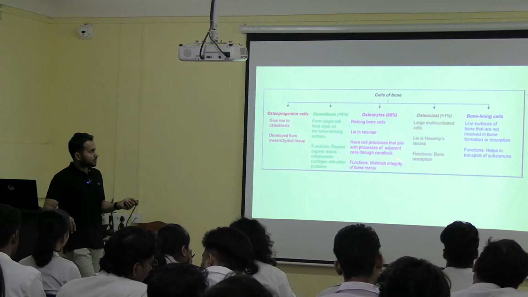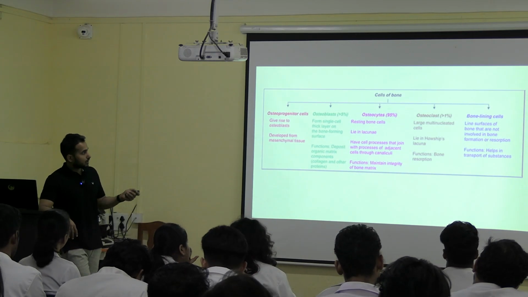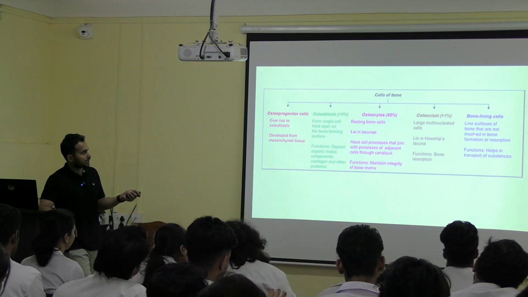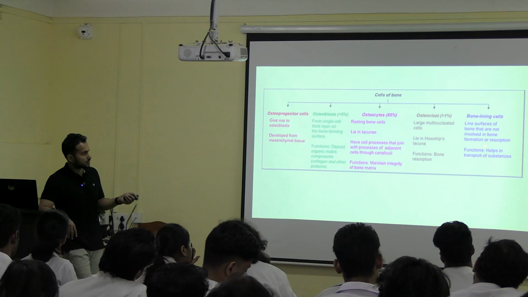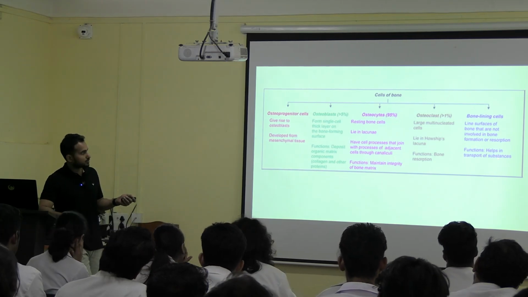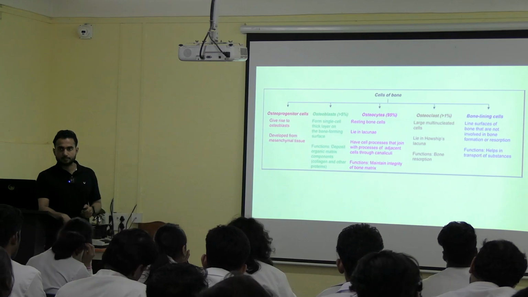So these are the different types of cells. Okay, last one, this is the bone lining cells, which line the surface of the bone and are not involved in bone formation and resorption. Now mainly what are the functions of the bone lining cell? Helps in transport of substances. Okay.